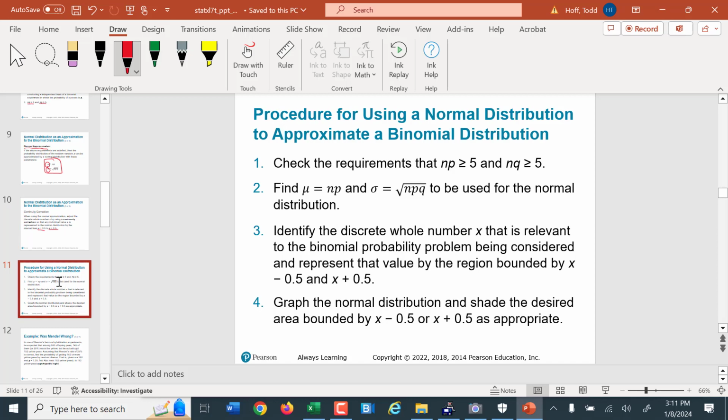Now let's look at the procedure here first. So one procedure, make sure you check the requirements. Make sure you've got that reasonable expectation of at least 5 successes and 5 failures. Find the mean and the standard deviation for the binomial distribution. Remember to apply the continuity correction and then calculate those probabilities. So I'm going to do some examples here.